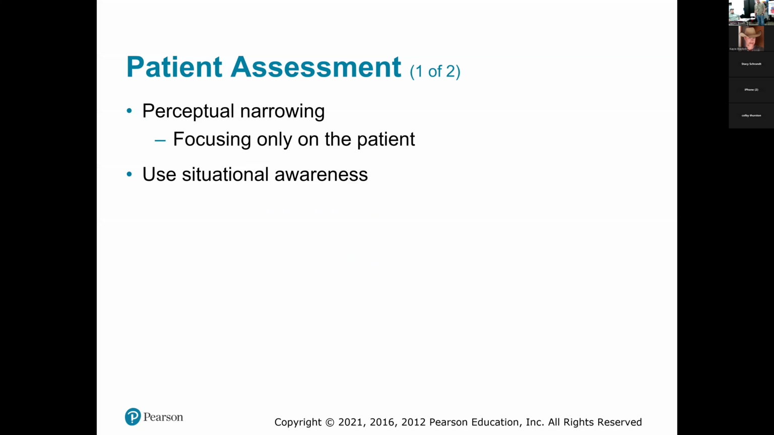Perceptual narrowing, focusing only on the patient. What's that mean? Yeah, so getting tunnel vision. Use situational awareness. Be aware of your surroundings. Don't just get focused in on your patient. You go in, BSI, scene safe. The officers have already been in there. You go in, you start talking to your patient. Right next to your patient is a firearm. Okay, is that a safe location for you to be? You don't know how this patient is going to react to you. Even if they're calm at the beginning, they may not be calm at the end. So be aware of your surroundings when you go in.